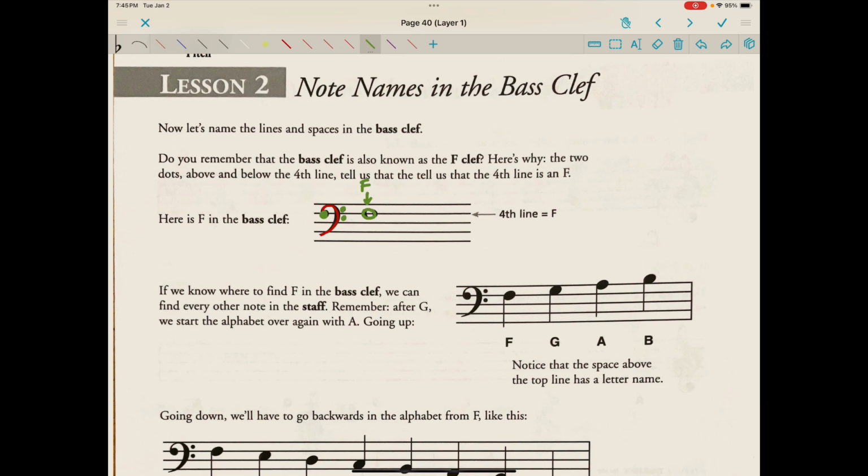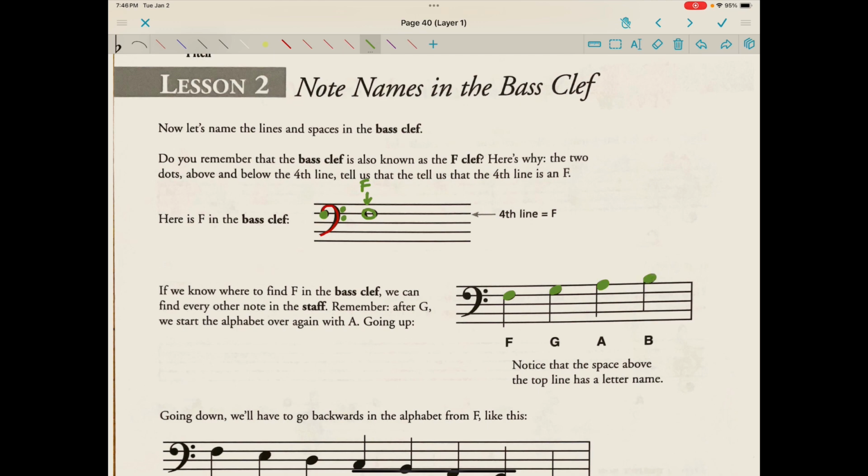Here's F in the bass clef. So the 4th line will be an F. If we know where to find F in the bass clef, we can find every other note in the staff. Remember, after G, we start the alphabet over again with A. So going up, or we could say ascending, this would be an F, this would be a G, A, and then B.